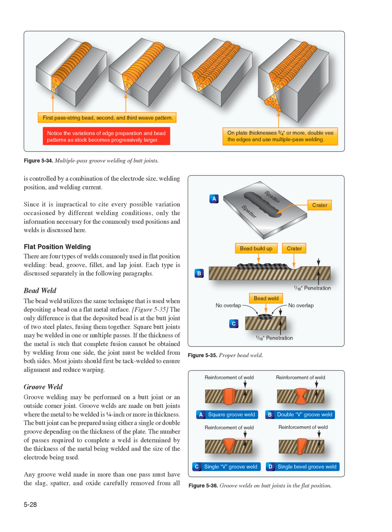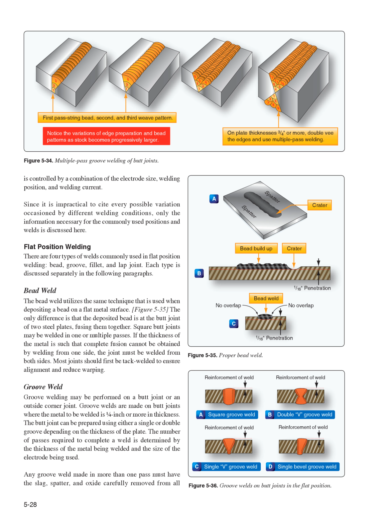Flat position welding. There are 4 types of welds commonly used in flat position welding: bead, groove, fillet, and lap joint. Each type is discussed separately in the following paragraphs. Bead weld. The bead weld utilizes the same technique that is used when depositing a bead on a flat metal surface, Figure 535. The only difference is that the deposited bead is at the butt joint of 2 steel plates, fusing them together. Square butt joints may be welded in one or multiple passes. If the thickness of the metal is such that complete fusion cannot be obtained by welding from one side, the joint must be welded from both sides. Most joints should first be tack welded to ensure alignment and reduce warping.